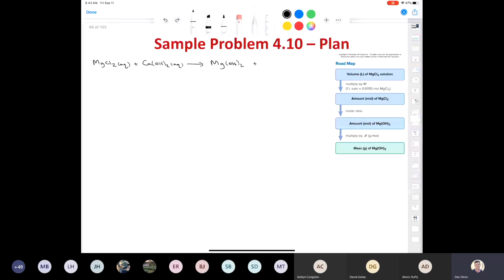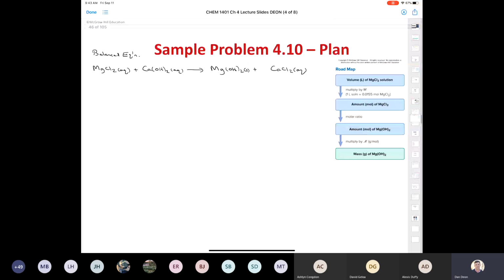So let's write that out. CaCl2. Now again, I've gone ahead and looked both of these up in the solubility table. I already showed you how to use the solubility table. And we find that magnesium hydroxide is a solid and calcium chloride is in fact aqueous. It's soluble. The equation is already balanced. So here is my balanced equation. First part's done. We've already solved the first part of this problem.